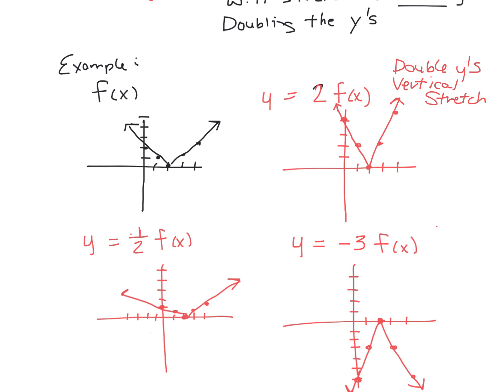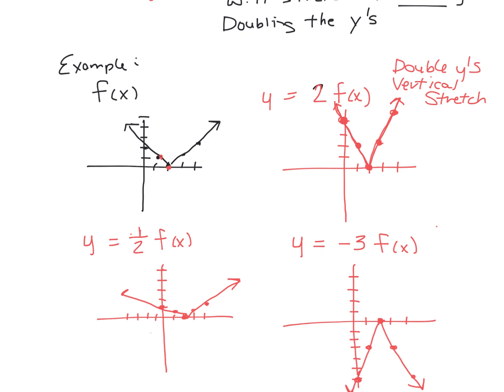So in this case, this point 2, 0, we're doubling the y. That's still going to be 2, 0. Still going to be this point right here. And then the point 1, 1 would become 1, 2, doubling its y. The point 3, 1 is becoming 3, 2. The point 0, 2 is becoming 0, 4. And the point 4, 2 is becoming 4, 4. Then you can draw the graph and you can see that it would be vertically stretched. It's like pulling it up.